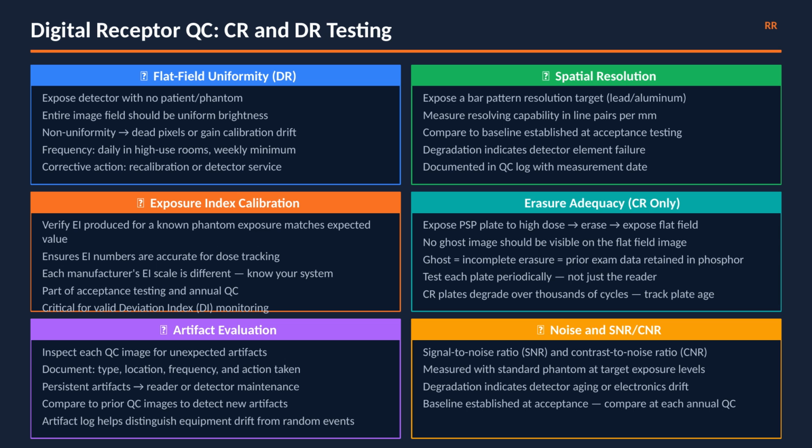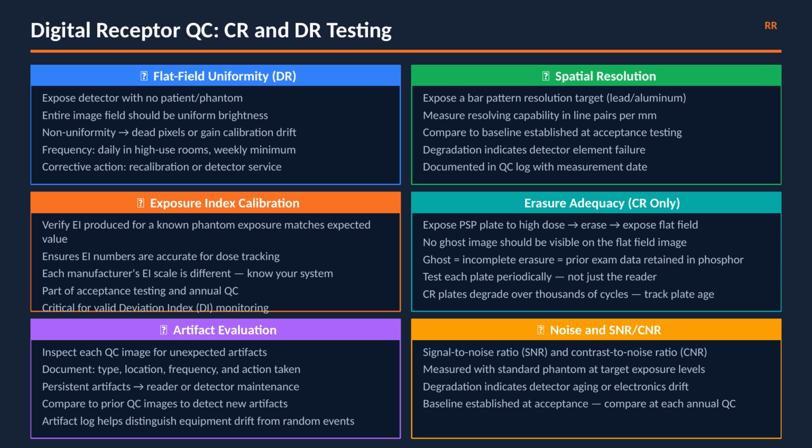Spatial resolution. Expose a bar pattern resolution target. Measure resolving capability in line pairs per millimeter. Compare to baseline established at acceptance testing. Degradation indicates detector element failure or phosphor aging. Exposure index calibration. Verify that the EI produced for a known phantom exposure matches the expected value. Ensures EI numbers are accurate for dose tracking and deviation index monitoring. Part of acceptance testing and annual QC.